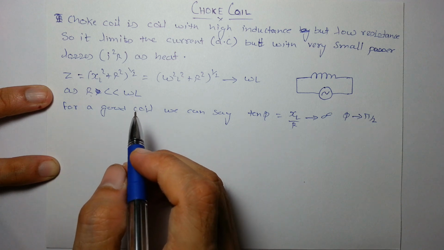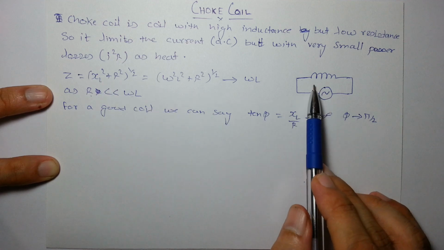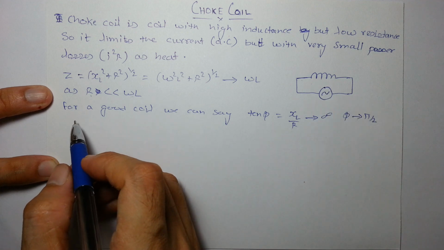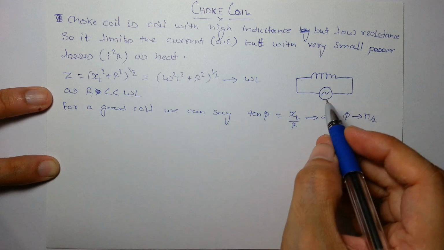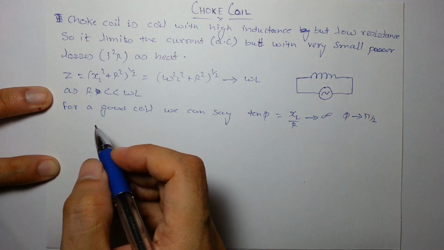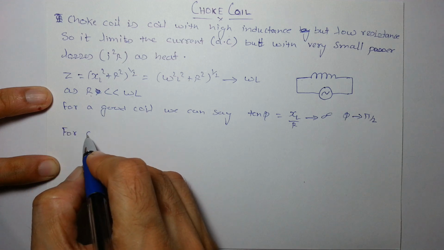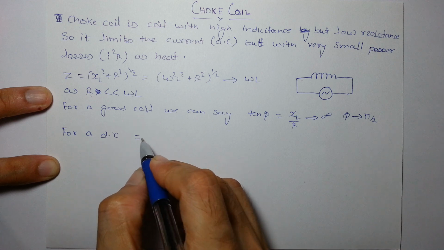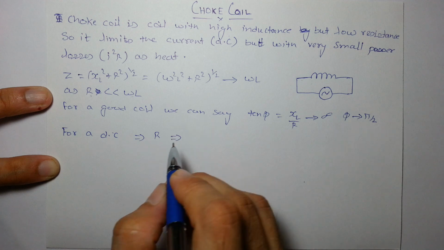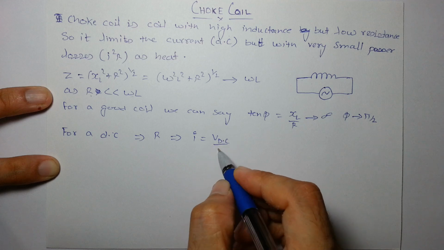Okay, but it is almost impossible to make a coil with inductance only and no resistance, because the coil is made up of some resistance. So we will also say that a choke coil acts as a resistance of very low value if a DC source is applied. For a DC, the resistance offered is R. So we can say I is nothing but VDC by R.